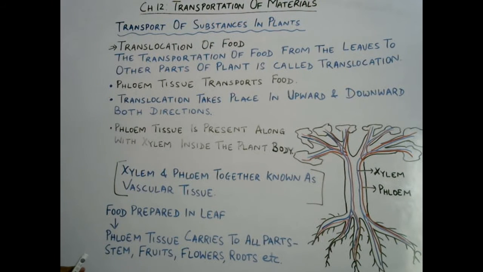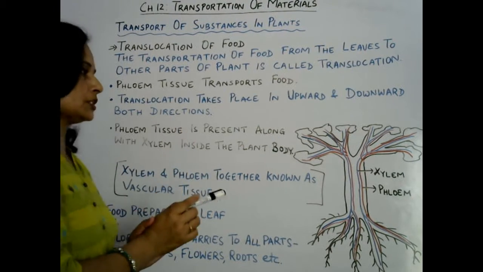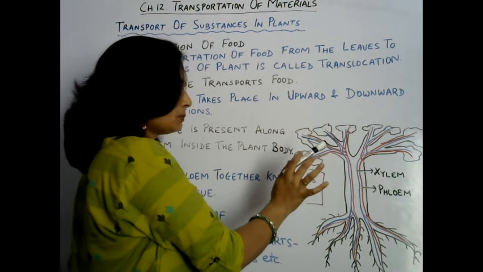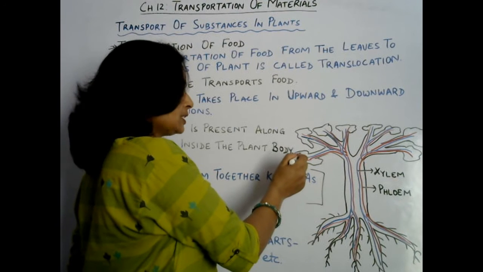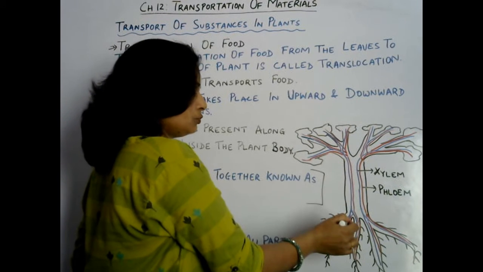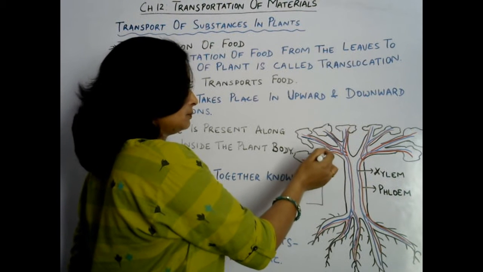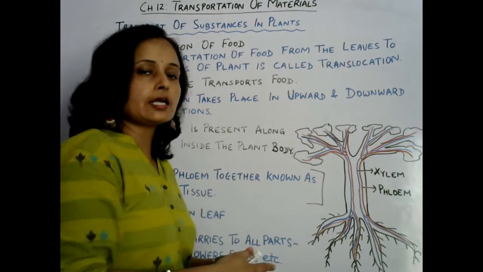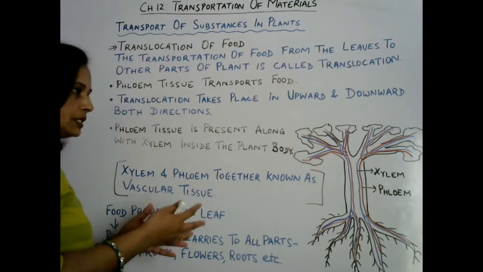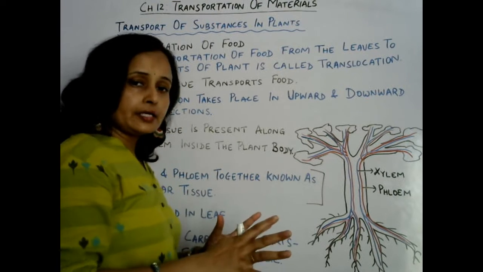Okay, so translocation takes place in upward and downward both directions. Look, food is prepared in the leaves, so leaves are found mostly on the upward part of the plant, and from this leaf it is transported to each and every part of plant. So it is in the downward direction as well as in the upward direction, in other parts as well, where there are flowers or fruits, whatever there. So basically flowers and fruits are found in the upper side. So in each and every direction phloem carries food.